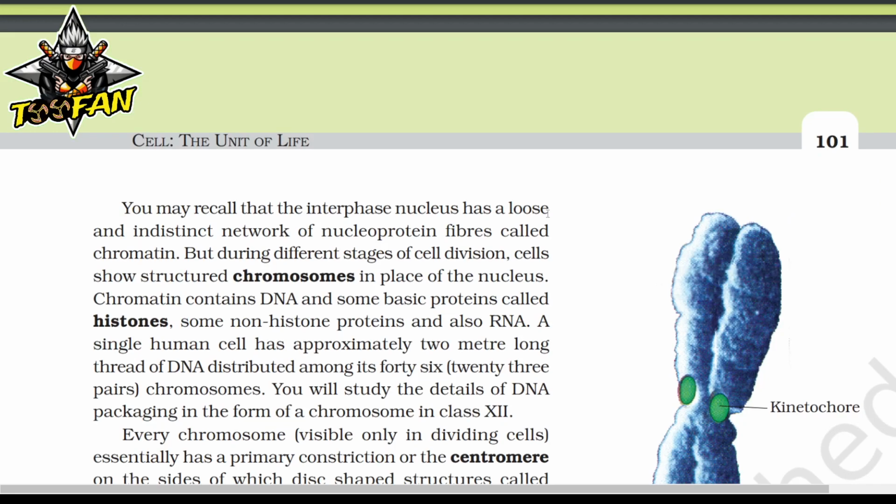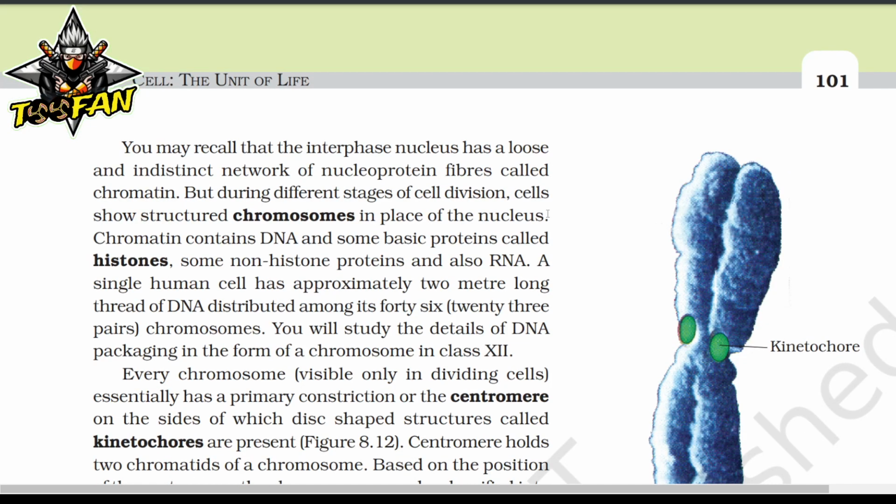You may recall that the interphase nucleus has a loose and indistinct network of nucleoprotein fibers called chromatin, but during different stages of cell division, the cell shows structures called chromosomes in place of the nucleus. Chromatin contains DNA and some basic proteins called histones, some non-histone proteins, and also RNA. A single human cell has approximately 2-meter long thread of DNA distributed among its 23 pairs of chromosomes. You will study the details of DNA packaging in the form of chromosomes in class 12th.